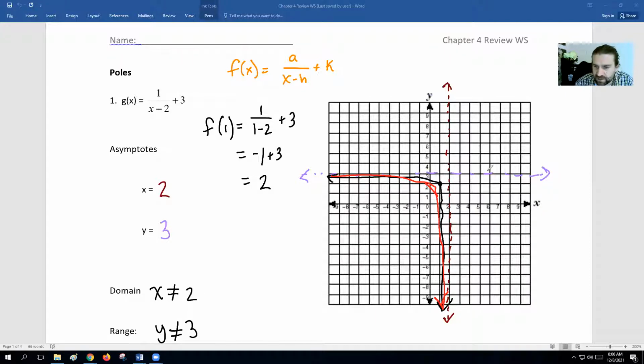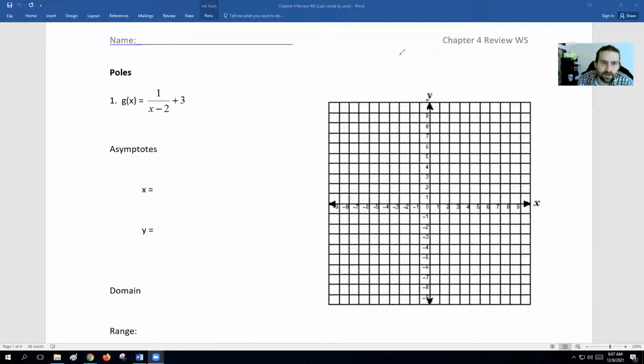And then to figure out where it is on the other side, we'll pick a number bigger than 2. How about 3? We'll plug that in. What's 1 over 3 minus 2 plus 3? All right, so that's 1 over 1, which is 1, and 1 plus 3 is 4. So that means at 3, we'd be at 4, and that is above. So our boomerang would be above on the other side. All right, so that's how we deal with poles.